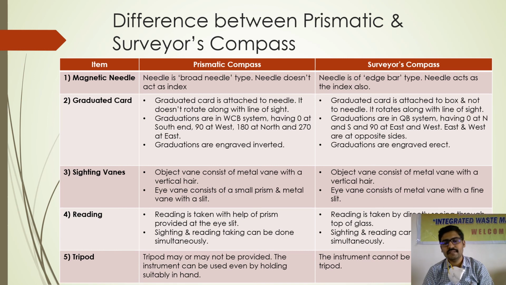And prismatic compass may or may not be provided with a tripod stand, because you can even hold the prismatic compass in your hand. You can measure the bearing of any line, because sighting and reading are done simultaneously. But Surveyor's compass cannot be used without a tripod stand, right? Because first you need to sight, then you need to see it from the top of the glass for the bearing. That is the reason both cannot be done simultaneously. So here in Surveyor's compass, a tripod is very necessary.